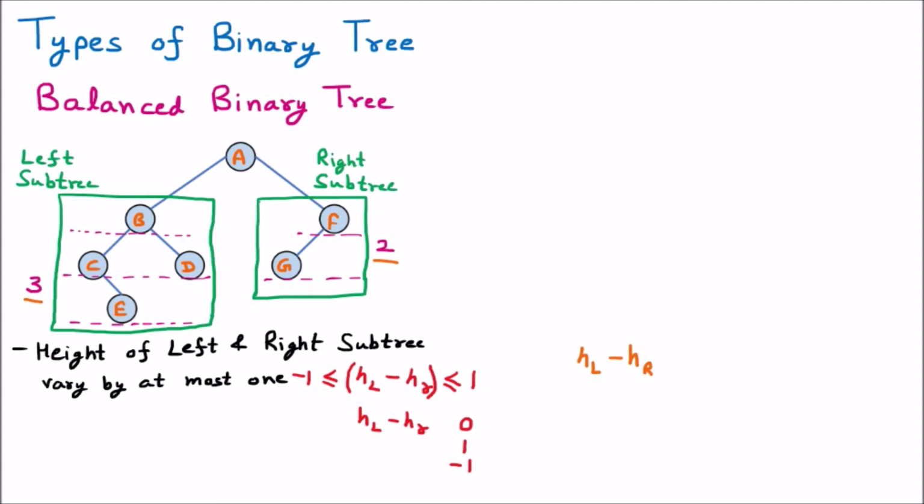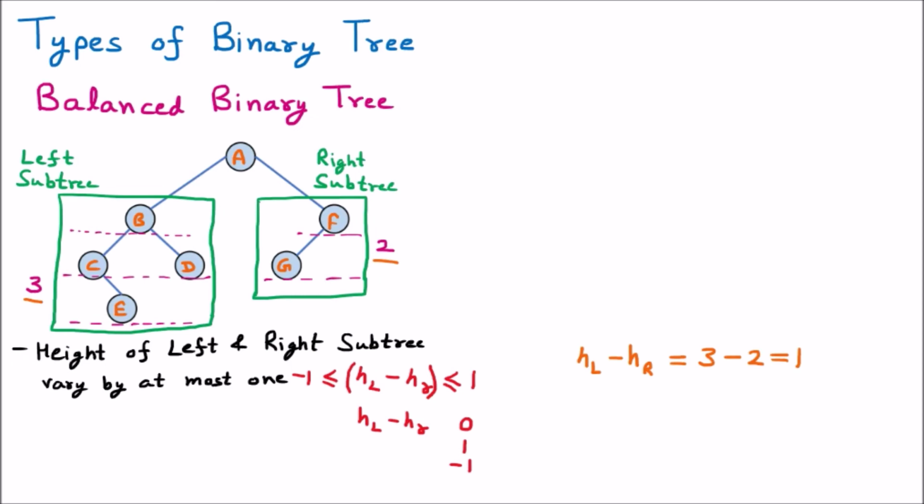So talking about the height of left, we know that it is equal to 3 minus the height of right, which is 2. So it is equal to 1. So we can say that the 1 we should be having for sure.